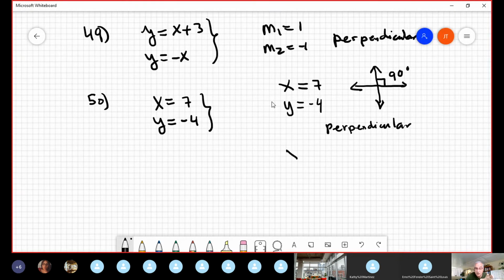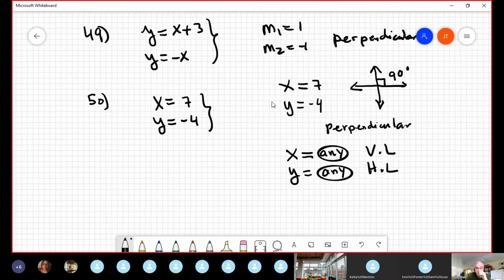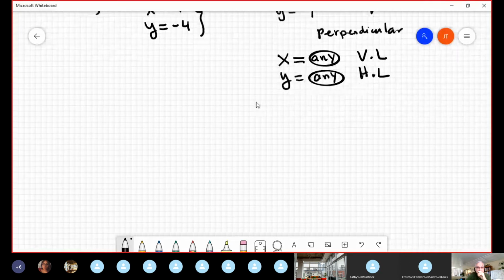You have to remember, memory, like a formula. x equals any number, vertical line. y equals any number, horizontal line. In this case, this any is 7, and this any is -4. But this is not important. The value is totally irrelevant.